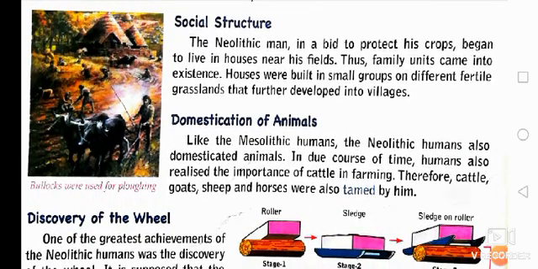Domestication of animals. Like the Mesolithic humans, the Neolithic humans also domesticated animals. In due course of time, humans also realized the importance of cattle in farming. Therefore, cattle, goats, sheep, and horses were also tamed by him. Tame means to domesticate an animal.